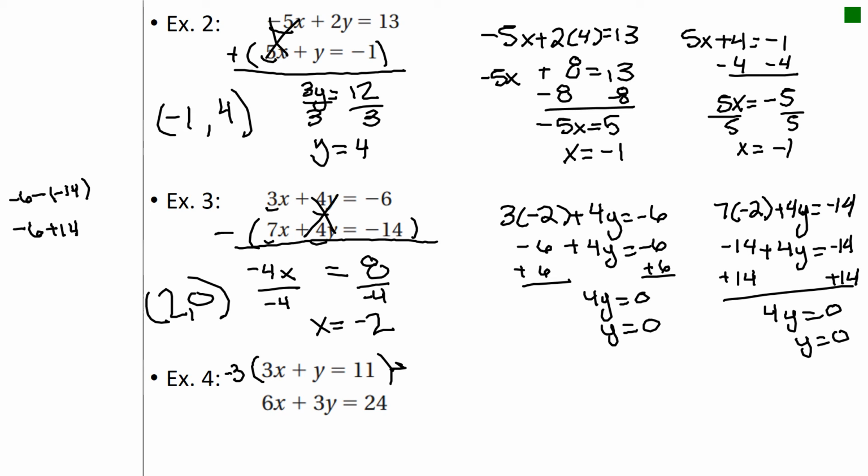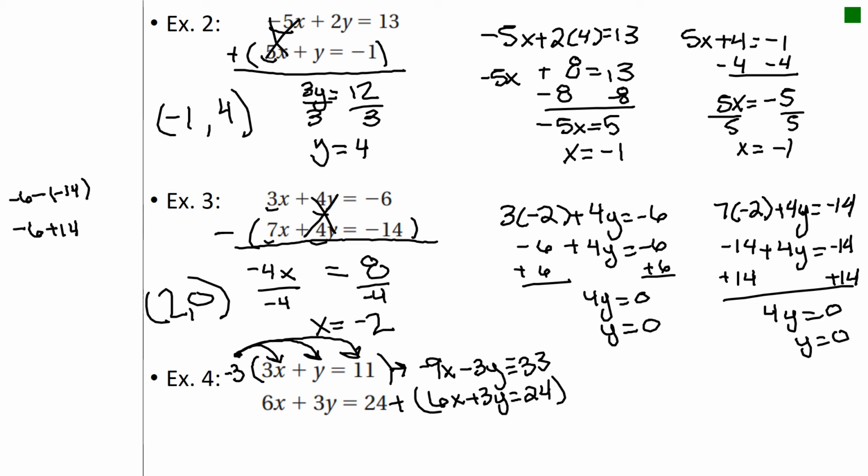So I'm going to go through and rewrite this. Negative 3 times 3x is negative 9x. Negative 3 times y is negative 3y. Negative 3 times 11 is negative 33. All right, now I can go to step 2, because I can eliminate. I'm going to eliminate by adding.